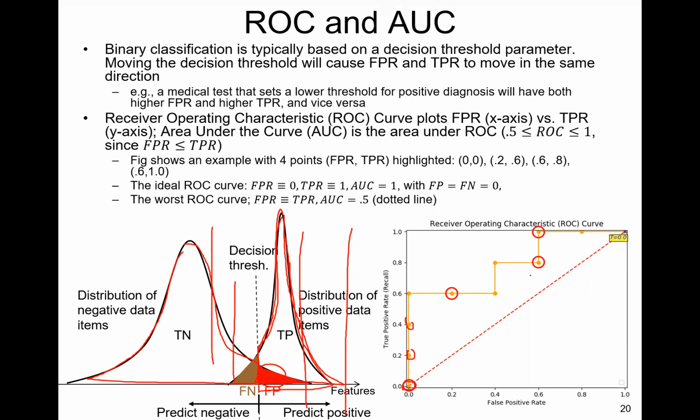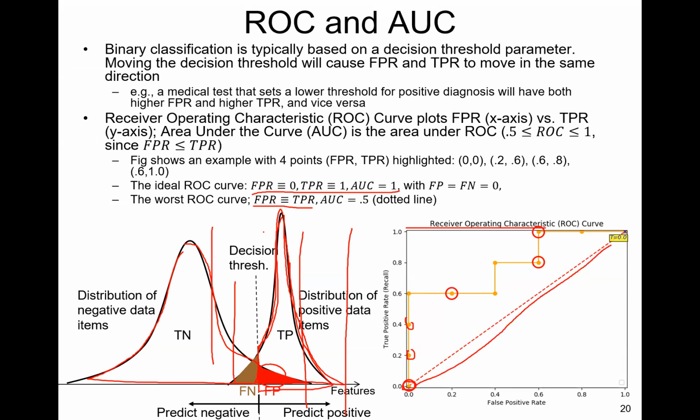So the ideal ROC curve is when you always have a 0 false positive rate, FPR is 0 and TPR equals 1. Then AUC is equal to 1. But the worst case is when the FPR is equal to TPR, that's this curve.